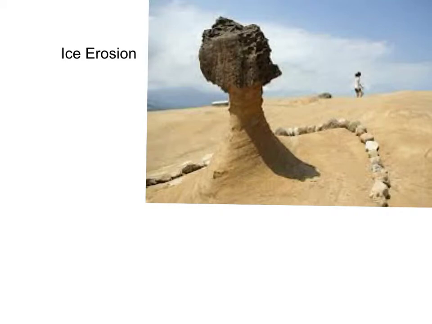This was once a big rock, but ice erosion eroded it. How? When it rains or snows, the water goes into small cracks in the rock, and it freezes. When it freezes, the cracks get wider and wider, and soon get separated from the rock. This is called a hoodoo.